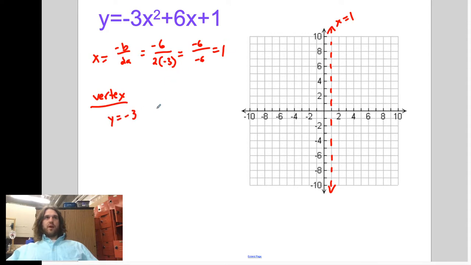Now we're going to take 1, the value from before, and plug it in: negative 3 x squared plus 6 times 1 plus 1. Let's simplify. 1 squared is 1, so we have negative 3 times 1, which is negative 3, plus 6 plus 1, which gives us a y value of 4. So we end up with 1, 4.